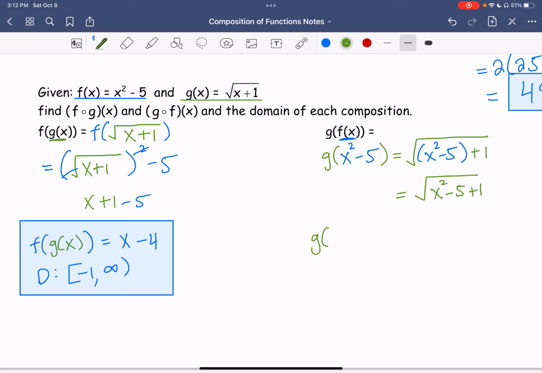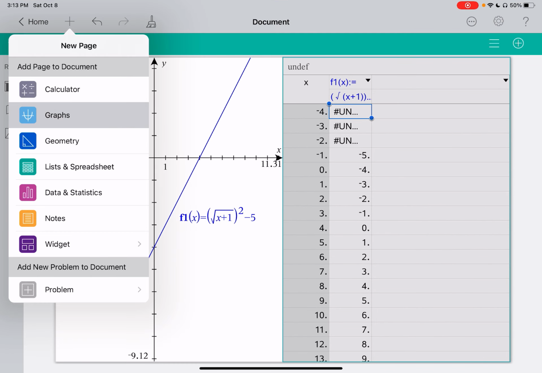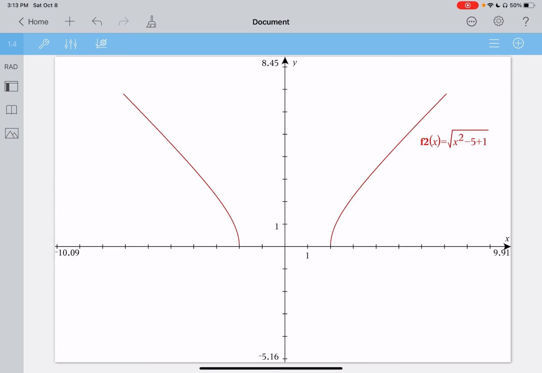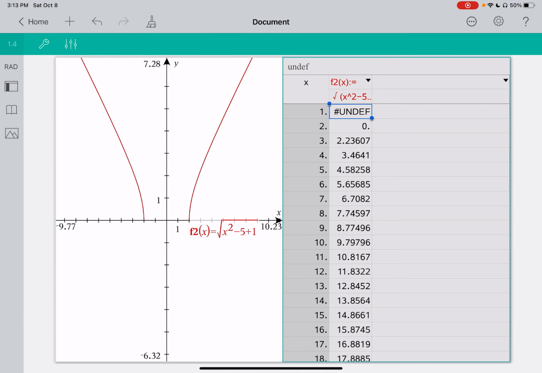So, and then from here, we can get the final answer. So g of f of x is equal to the square root of x squared minus 4, because -5 plus 1 is -4. And then we can find the domain. So we're going to graph it. So the square root of x squared minus 5 plus 1. Okay, and then you can see that the graph goes from -infinity. Let's pull up the table to see what that value is.